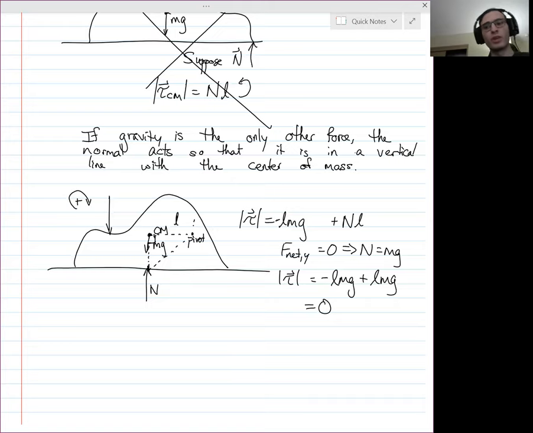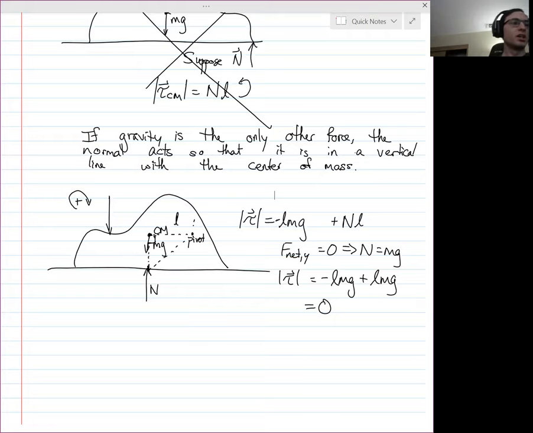In particular, when the only other force acting on the body is gravity, the normal force has to act directly below the gravitational force, in a straight line downwards to the point of contact. Otherwise, there would be a net torque about the center of mass, and so the object would start rotating.